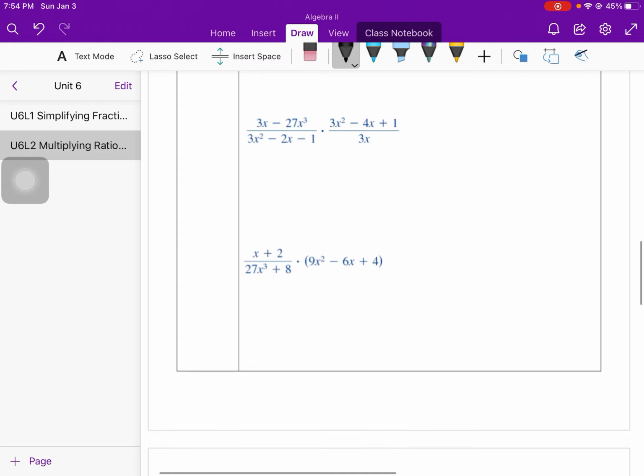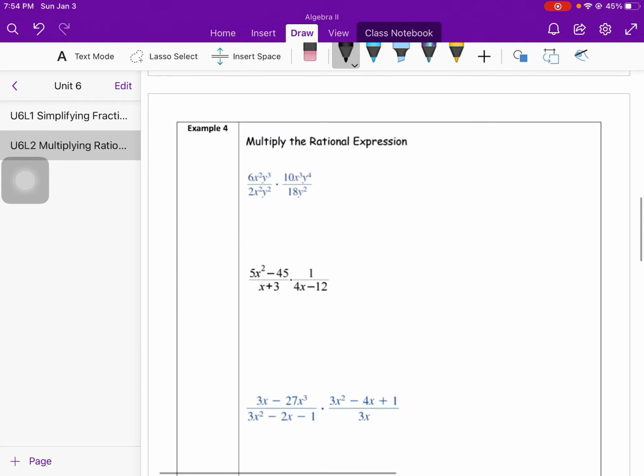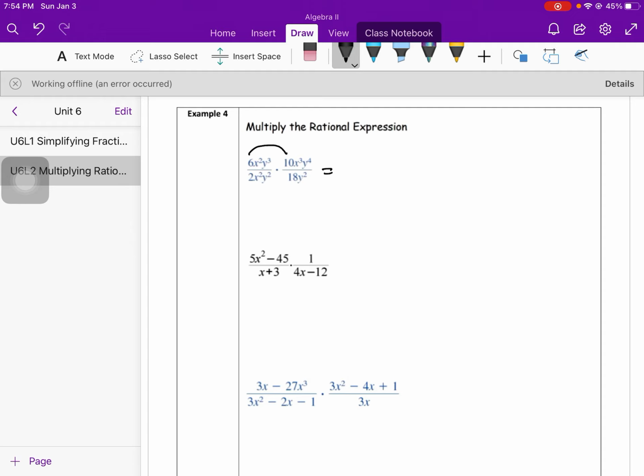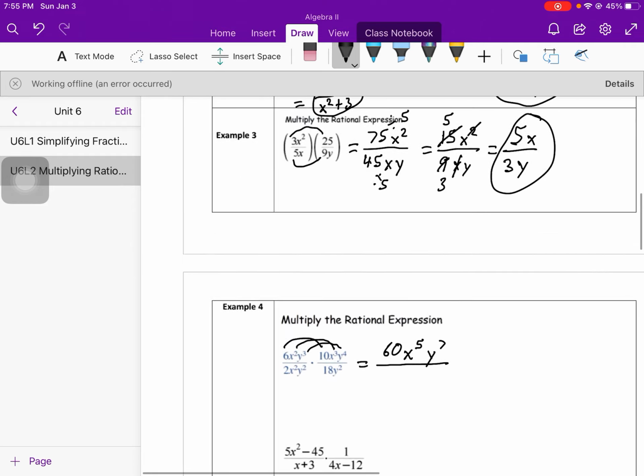All right, let's do some more examples with these, and then you'll have a couple to try on your own. So example 4, multiply the rational expression here. Again, I like to start with the numbers on top. 6 times 10 is 60. And now when you multiply x squared with x cubed, since we can multiply those, remember the trick is you just add the exponents. So it becomes x to the 5th, and then the y's become 3 plus 4 is 7. Do the same thing on the bottom.